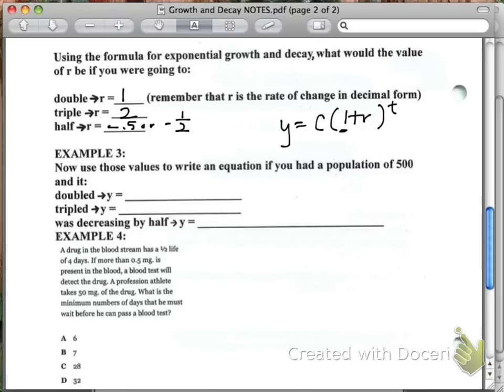Okay, now based on what we just learned, we're going to need to put that into our play right here. It says, now use those values to write an equation if you had a population of 500 and it doubled. So if I wanted to double that population of 500, I would write y equals, C becomes my 500, and then my rate, my R is going to change, and then T is going to stay T. So y equals 500 times 1, if I want to double it, plus 1 to the T power, or y equals 500 times 2 to the T power.